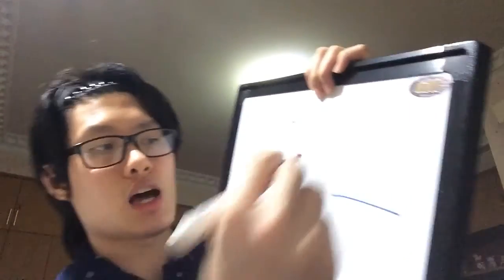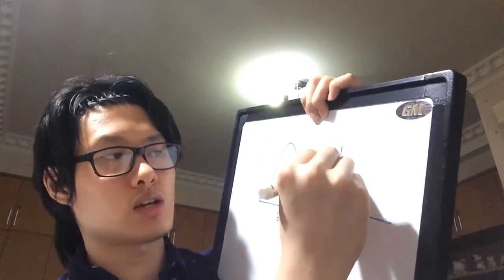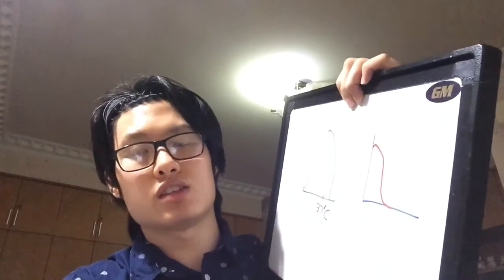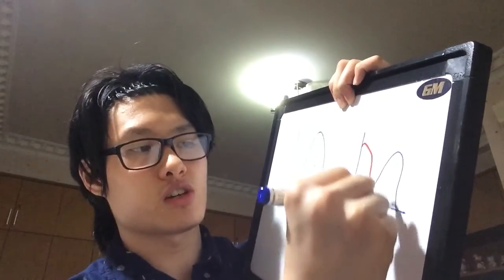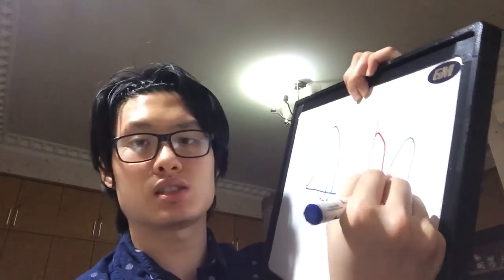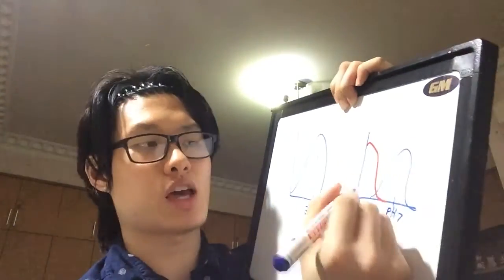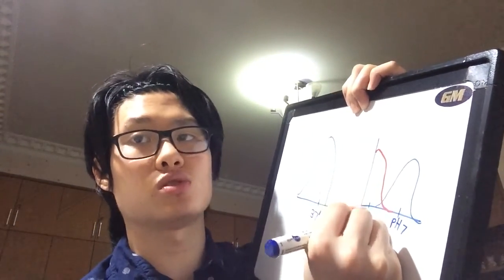And now I'd like to discuss how pH affects enzymatic activity, as I'm going to draw here. I'm going to show you the acidic enzyme and the neutral enzyme, which I'm going to draw here. Let's say for neutral its pH is 7, and for acidic its pH is 2.